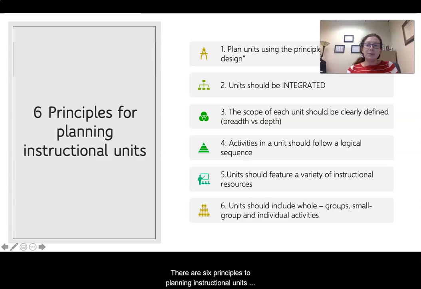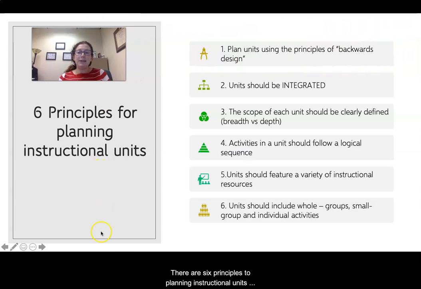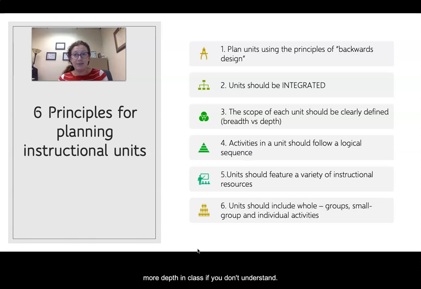There are 6 principles to planning instructional units. 1, plan units using the principles of backwards design. If you're not familiar with backwards design, I'm going to introduce a little bit of that, and we can go in much more depth in class if you don't understand it. You need your units to be integrated. So what does that mean? That means your lessons need to build on each other. Your units should be in a certain order that makes sense.